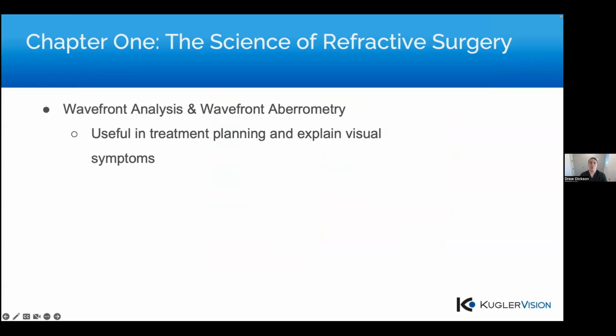Some of the concepts they talked about in this book, one of the big ones for this chapter, was wavefront analysis and wavefront aberrometry, which I wasn't exposed to much as a resident, and I don't expect you guys to know much about it either. But it's a technology that's very useful for certain types of treatment planning and can explain visual symptoms of people related to what we call higher order aberrations, which we'll talk about in a little bit.